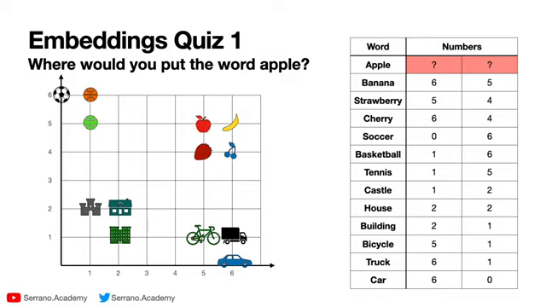And the reason is because you can see that there are fruits here. On the top left you see some sports, on the bottom left you see some housing, and on the bottom right you see some vehicles. So the fruits are in the top right, so I would put the apple there. So a place like 5, 5 is pretty good for putting this apple. Obviously there are other places where I could put that apple, but if I put it anywhere around the fruits, it's a good place. So that's the main thing about embeddings, that similar words get sent to similar numbers.